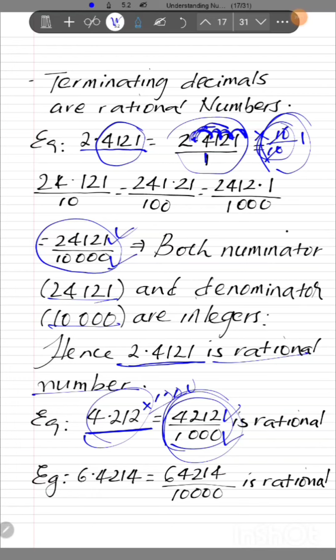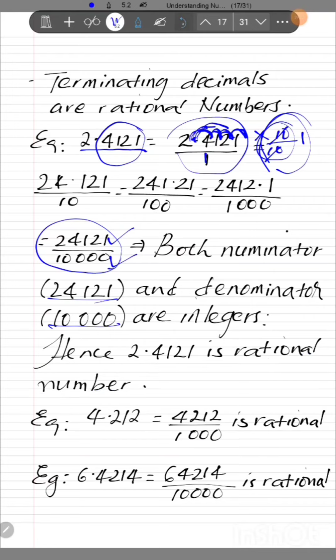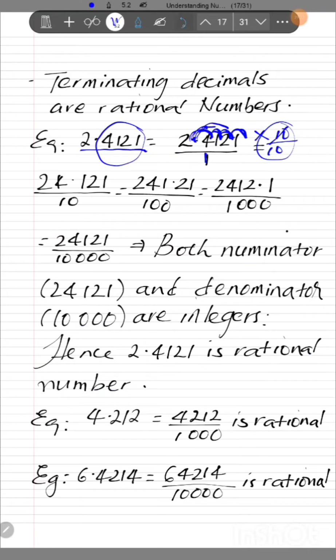Same example here. 6.4214. Terminating decimals are all rationals because we can express them as a fraction of two integers. Okay, we go to the next page.